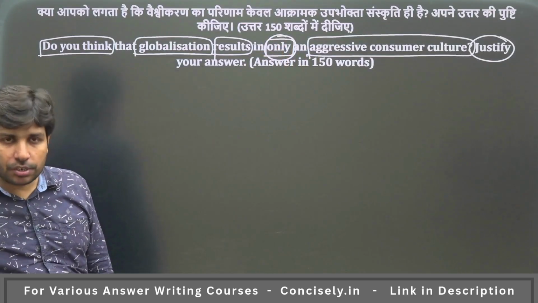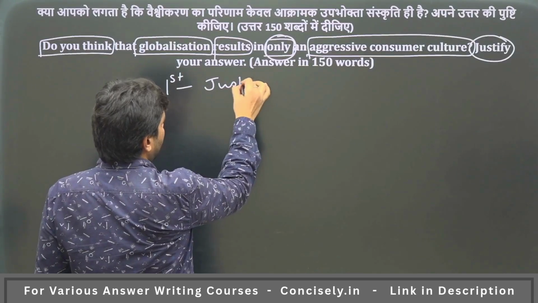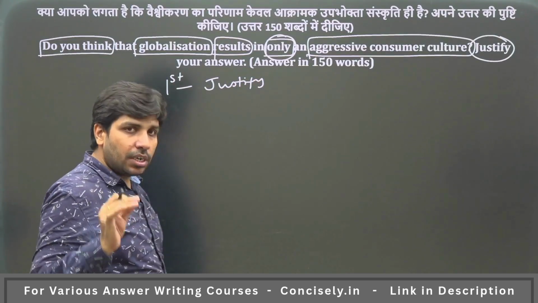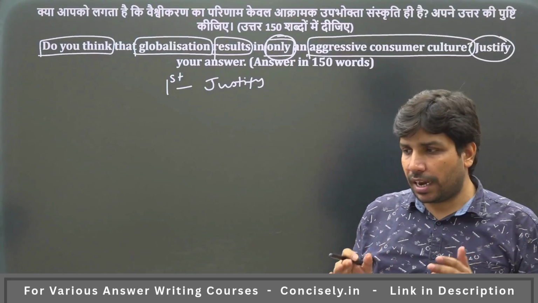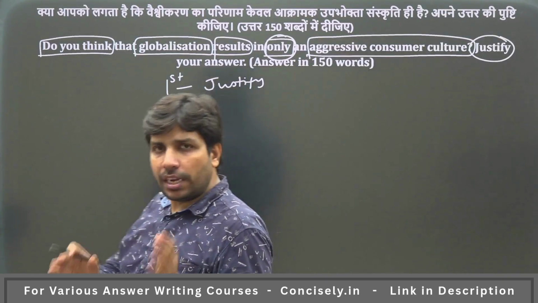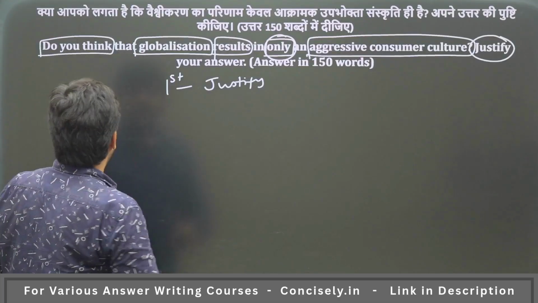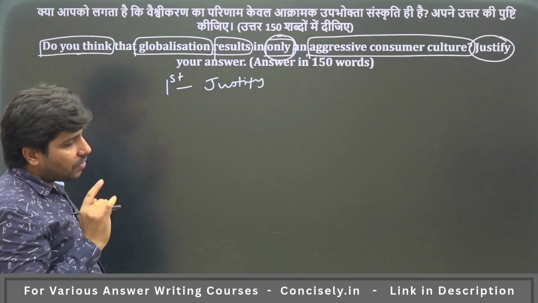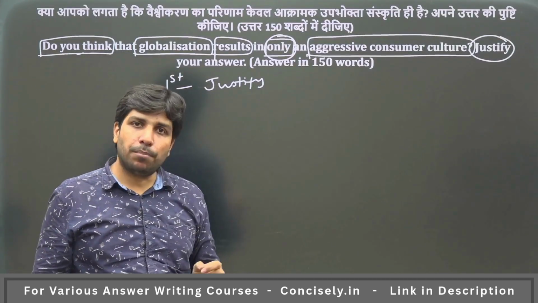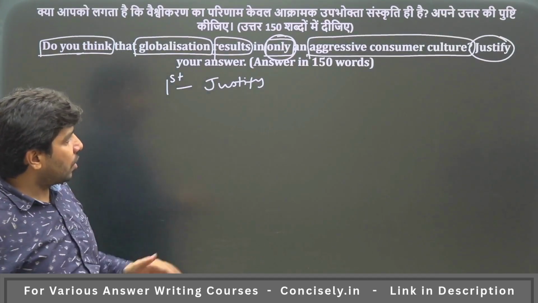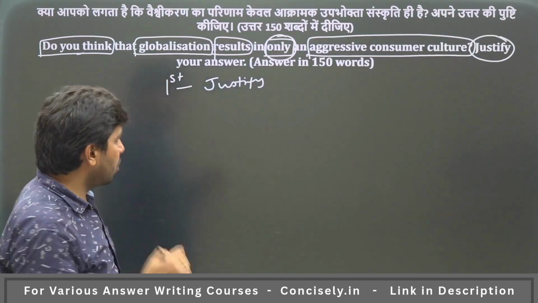Now most of the aspirants, the first mistake is that they will miss the word justify. Justify is a very unique directive word in UPSC question. Justify means that you need to take a stand. आपको स्टैंड लेना है, यस बोलो, नो बोलो, या तो बैलेंस्ड रहो, लेकिन एक स्टैंड लो, क्लैरिटी रखो अपने थॉट प्रोसेस में. That is the thing, justify. And most of the aspirants have missed it. They started writing globalization and aggressive consumer culture, but they could not justify, they could not take a stand. This was the first mistake.